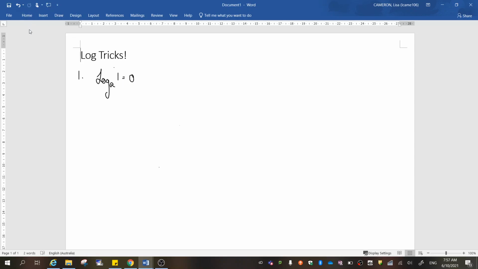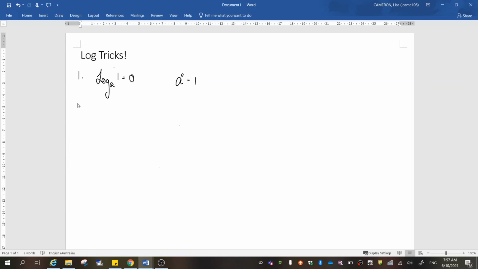Now, the easiest way of remembering this one is to remember the reverse fact. Remember, if I rearrange this, I will take this log with base a to the other side, and it will become a to the power of 0 is equal to 1, which is a true statement because anything to the power of 0 is always equal to 1.